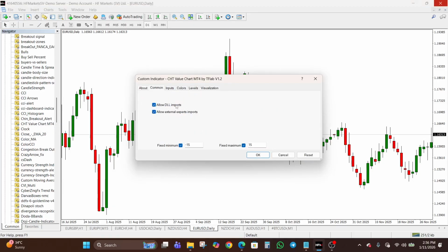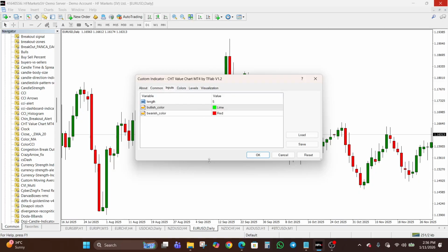Ensure that the allow DLL imports box is checked, and then as for your input settings, you can see we have the length, the bullish color and the bearish color. You can modify these according to your taste. If you want more sensitivity, feel free to reduce the value. If you want less sensitivity, feel free to increase the value.